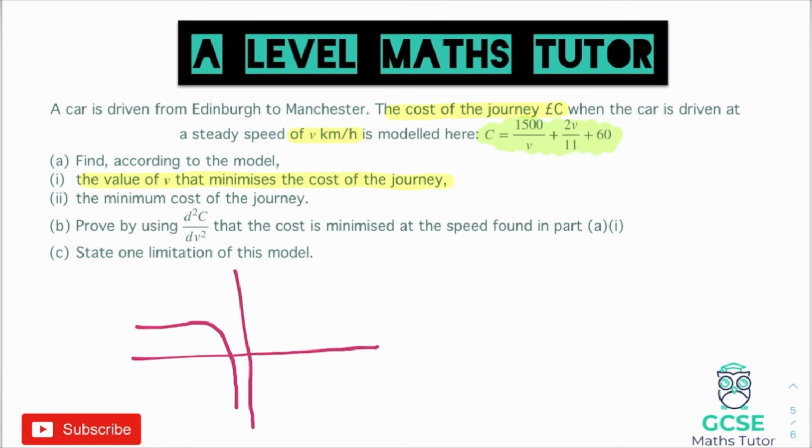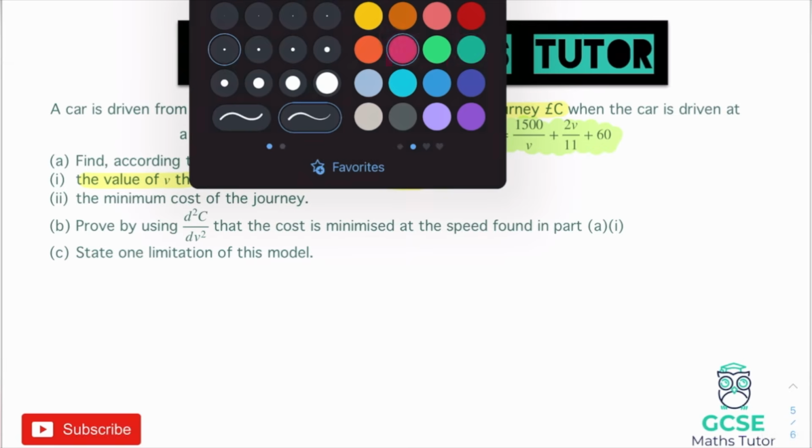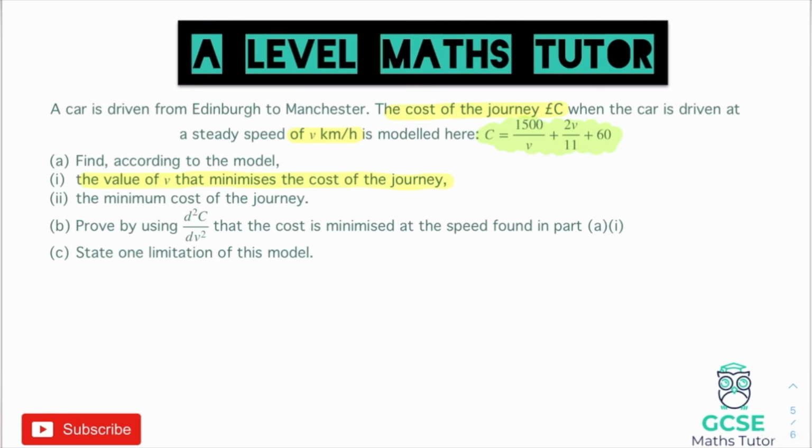So if we go about actually trying to find that, then we just need to differentiate our model. So if we differentiate, we will differentiate c with respect to v. And to do that, first of all, we probably want to write this in a slightly different way. So let's write that c is equal to 1,500, it's v on the bottom on its own, so v to the minus 1, plus, and then we have 2/11 v, which we could write as just 2/11 v, and then plus 60.